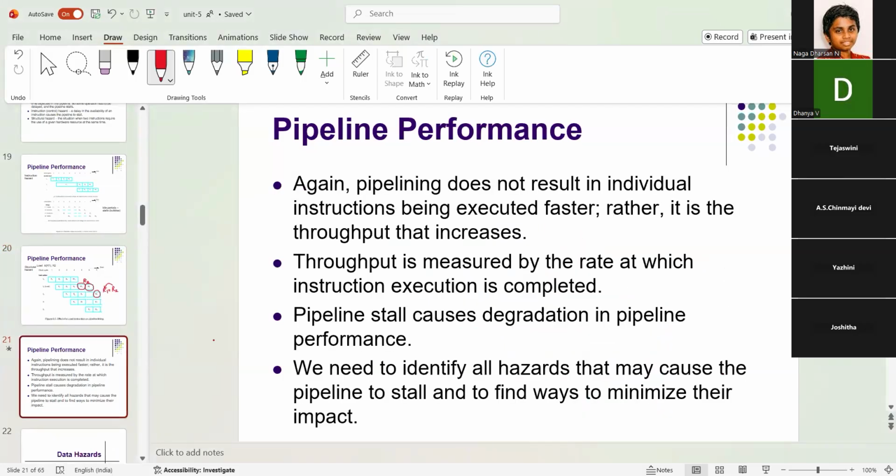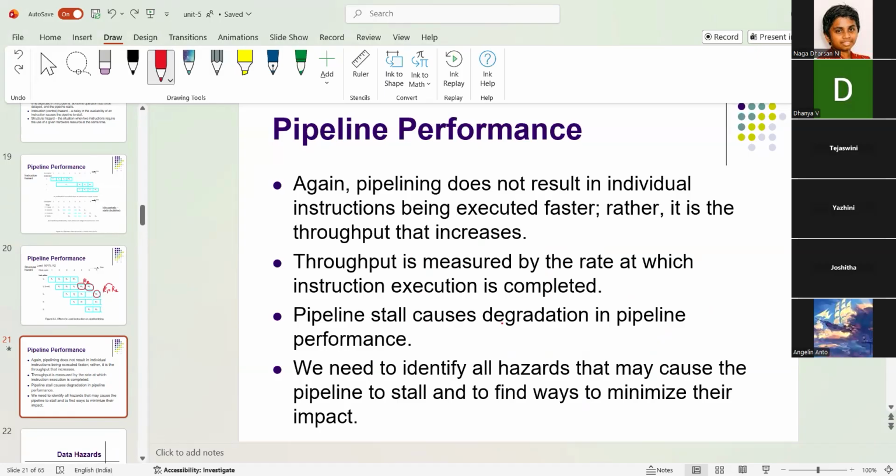Now again, pipelining does not result in individual instructions being faster. Rather, the throughput increases. We've already seen this. Throughput is measured by the rate at which instruction execution is completed. It's just a definition, the same thing we have looked into before.